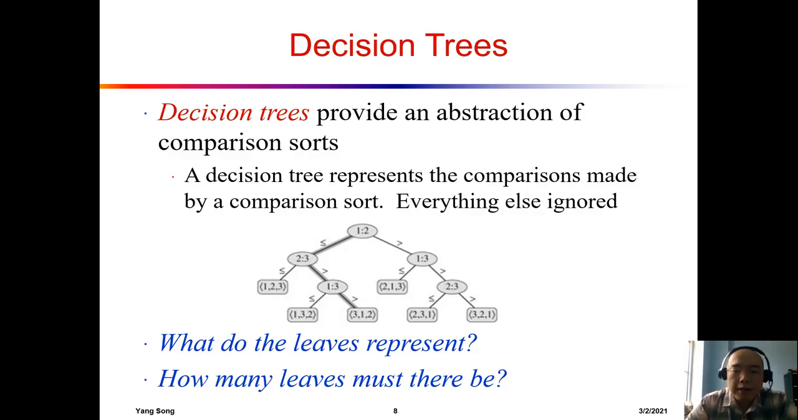Let's assume that we are sorting three values, variable 1, variable 2, and variable 3. Then we have this decision tree structure. In here, for this node, we are comparing 1 and 2. You can consider them not as natural numbers, but as variable 1 and variable 2.